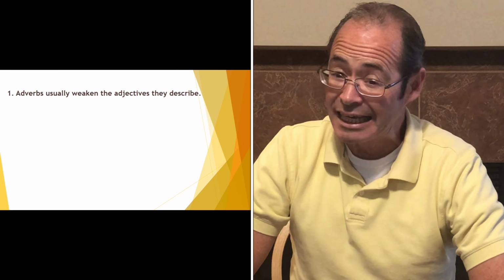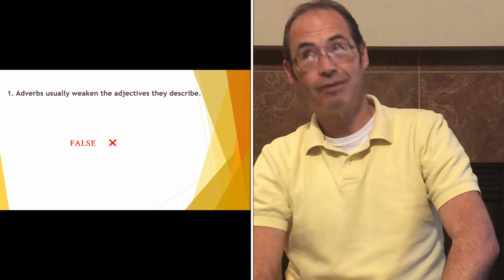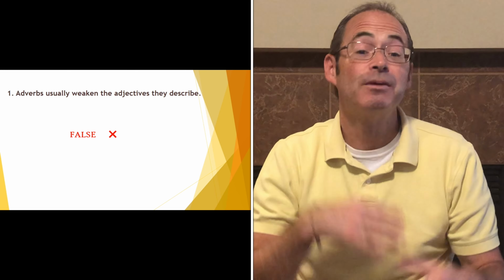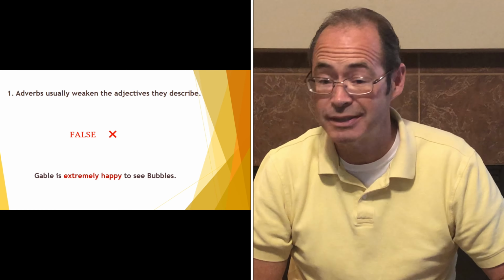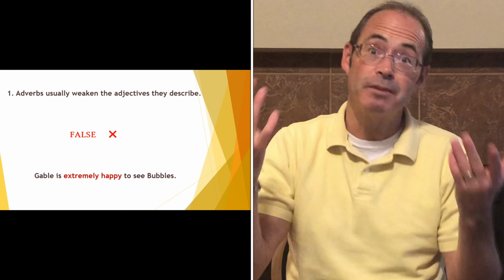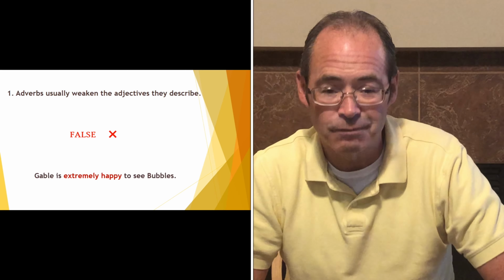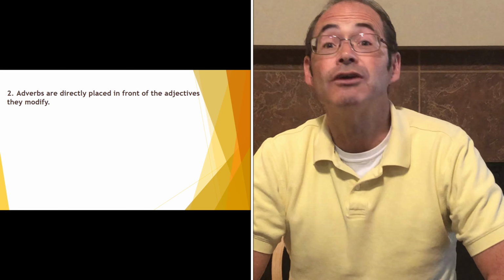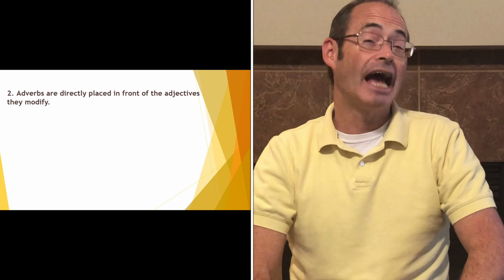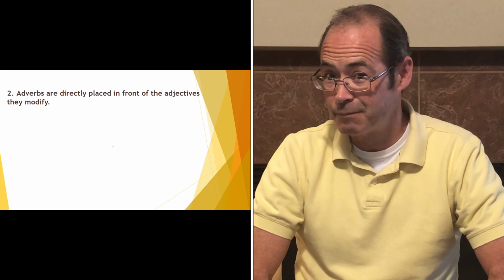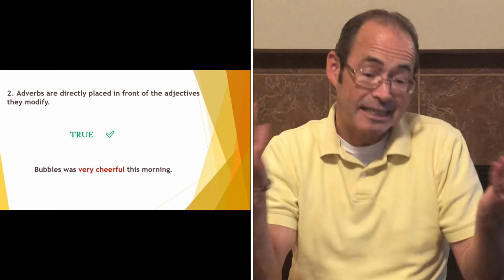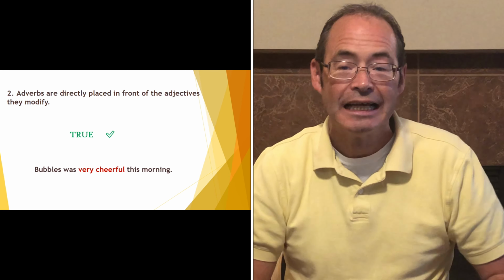Adverbs usually weaken the adjectives they describe. False. False. Good. Okay. Gable is extremely happy to see Bubbles. Just how happy he is, extremely happy. Okay, so it's modifying that adjective. Number 2, adverbs are directly placed in front of the adjectives they modify. True. Good. Okay. And an example, Bubbles was very cheerful this morning.